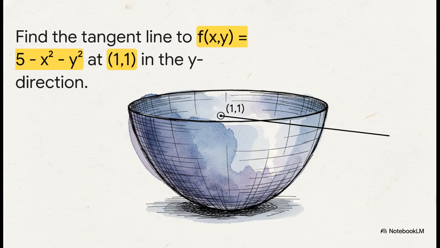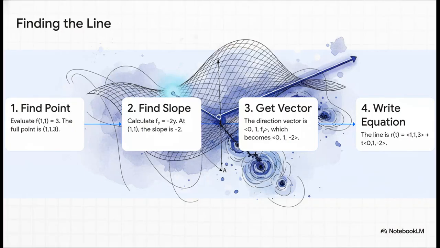Okay, next up. This time we need the full equation for the tangent line. We're at the point 1, 1 on this surface, which is actually an upside-down bowl, and we want the equation for the line that just skims the surface as we head purely in the y direction. Let's break it down. First, we need the full 3D coordinate of our point, so we plug 1, 1 into the function to get z, which is 3. Our point is 1, 1, 3.